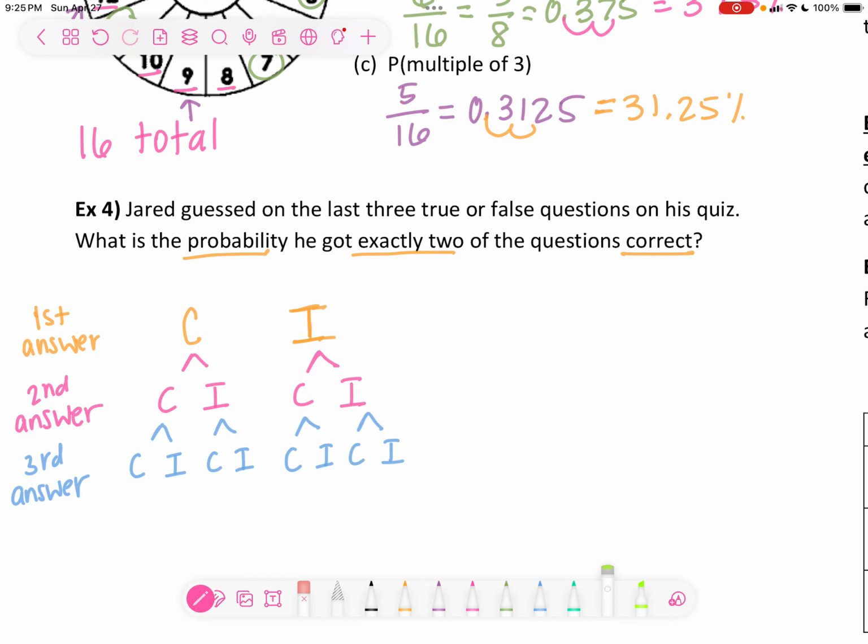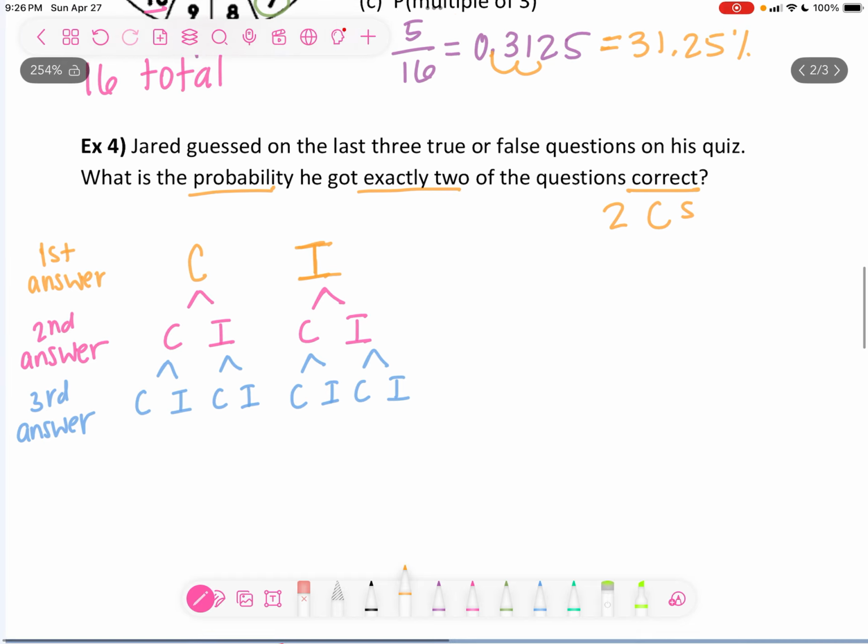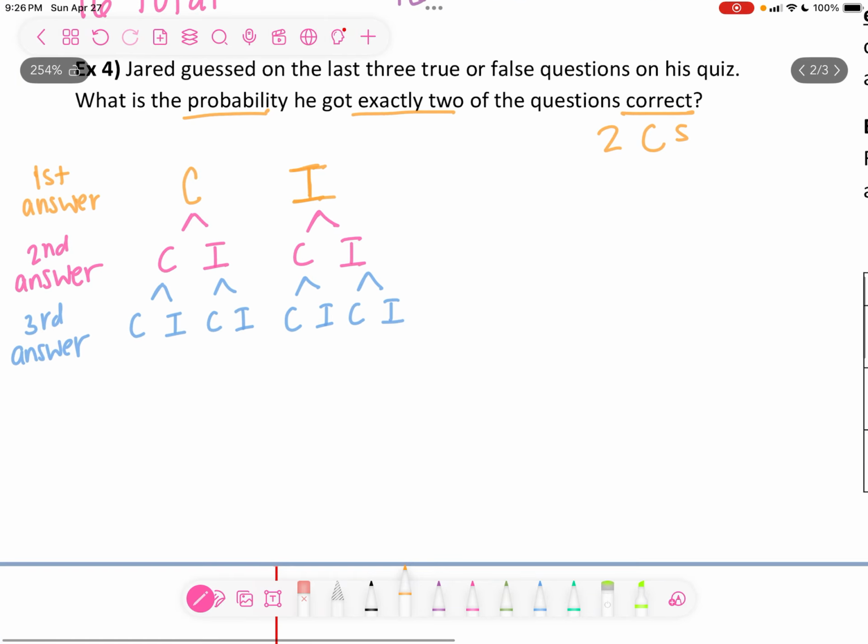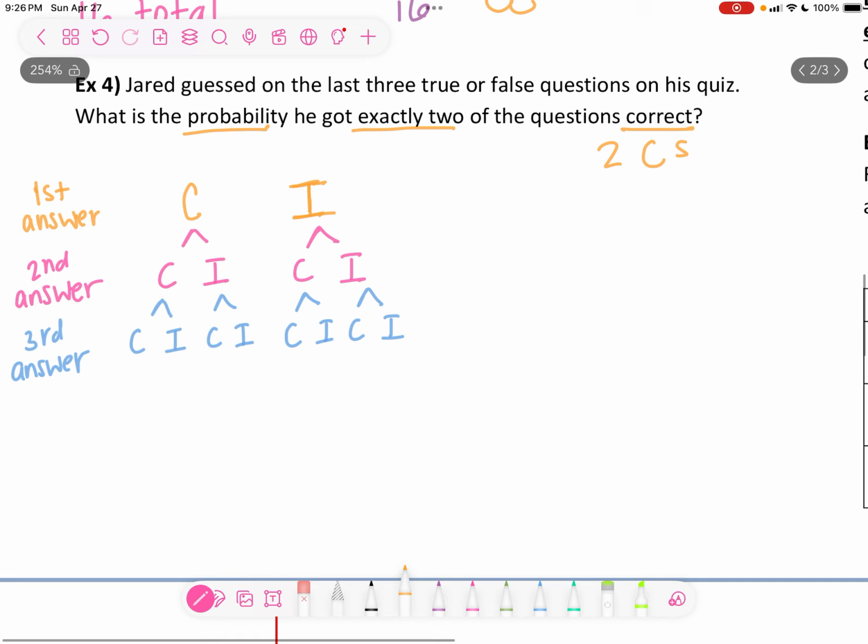putting those events together into one big event. Okay, so now in the sample space, we want to know what is the probability that he got exactly 2 right. So exactly 2 of the 3 are going to be correct. So what we're looking for is 2 C's. We're looking for any sample space that has 2 C's. So let's just write the whole sample space out and then figure out which ones have 2 correct answers. Okay, so our sample space here, I'll put it at the bottom. S is going to be equal to.